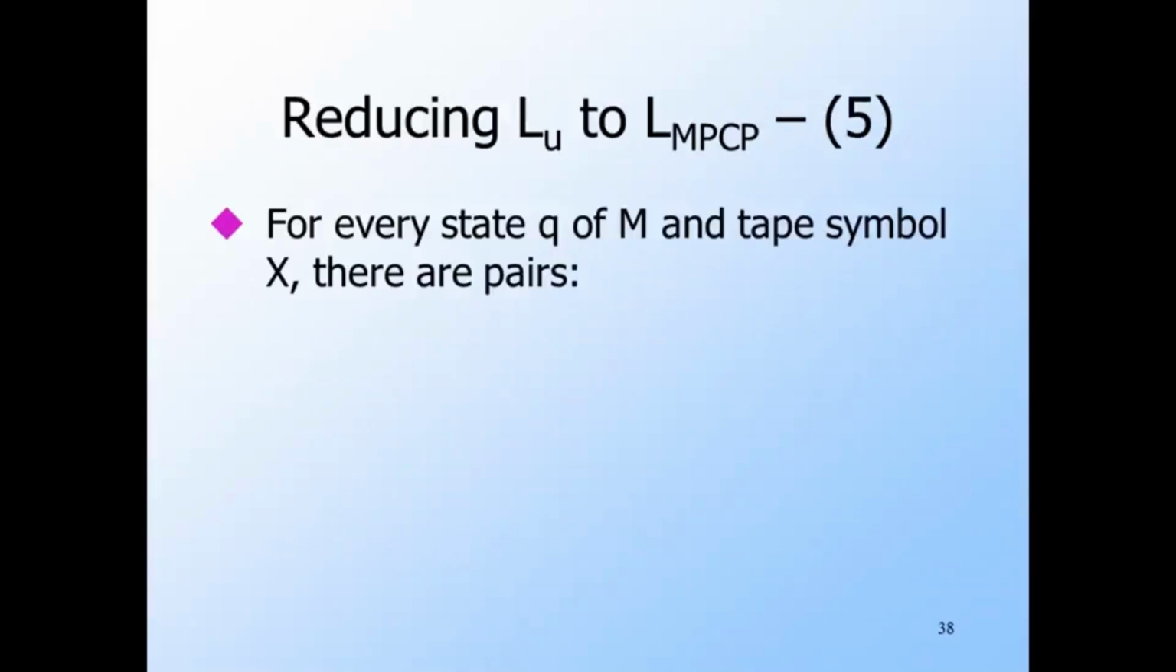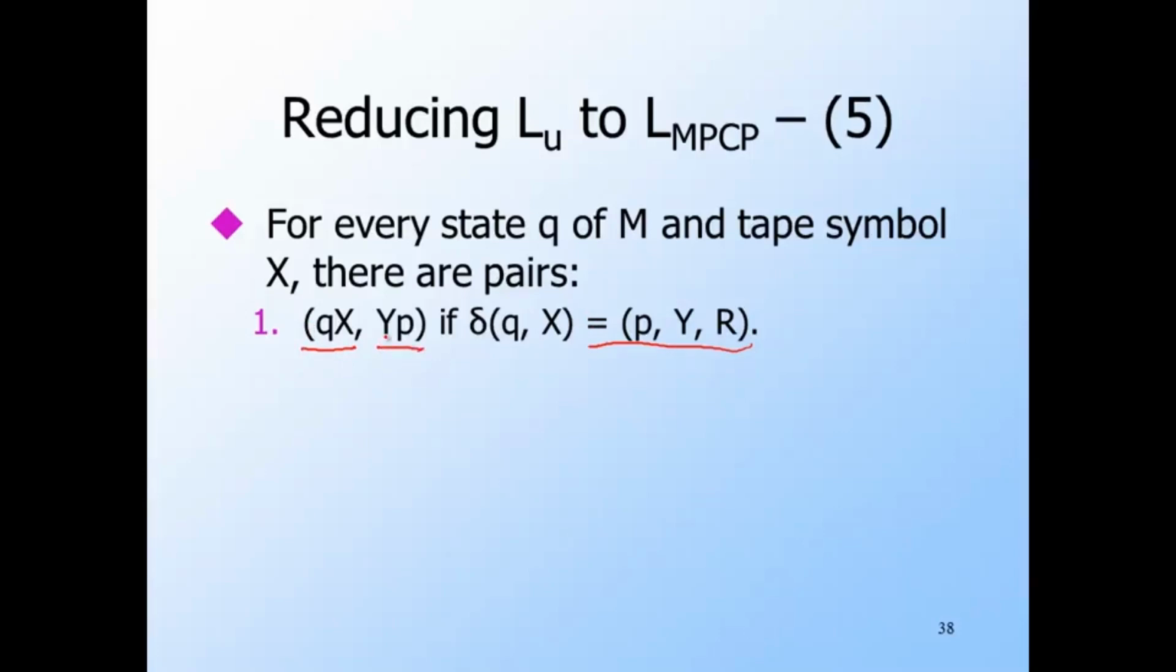For every state Q and tape symbol X, if the move of M is to the right, say P, Y, R, we have a pair in which Q to the left of X can be replaced by a Y to the left of P. That correctly reflects the change in ID that occurs at the rightward move.